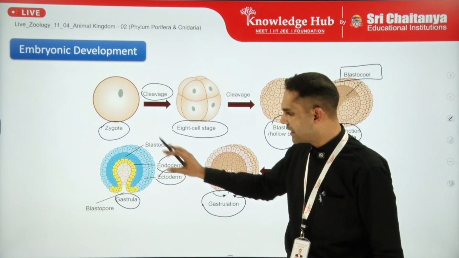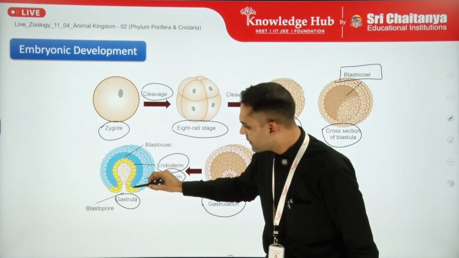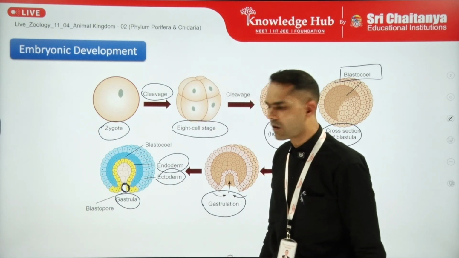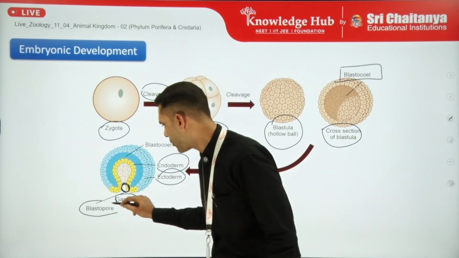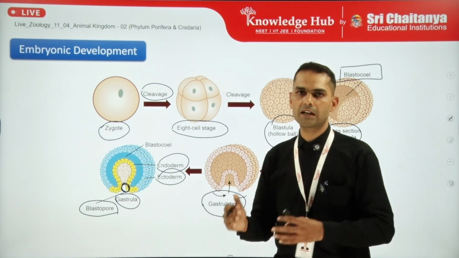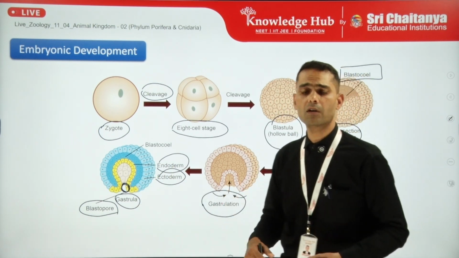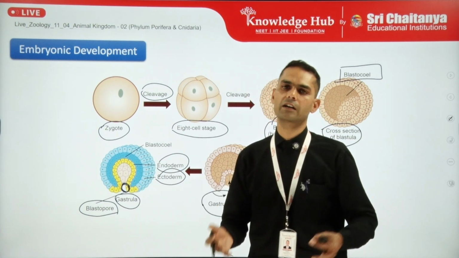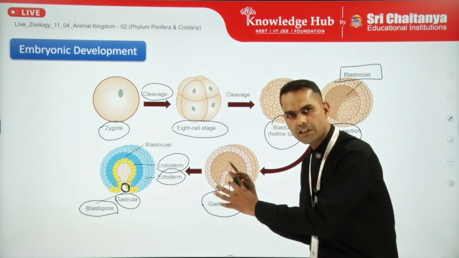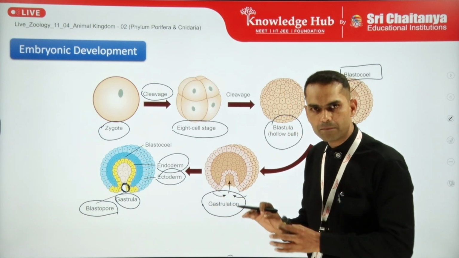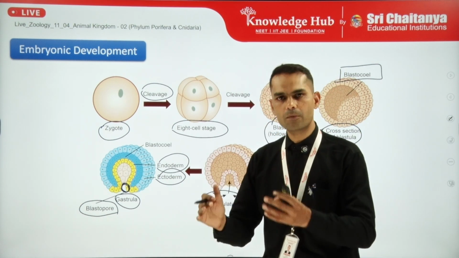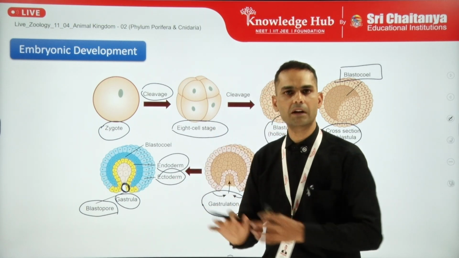As the invagination continues, there is a small pore opening called the blastopore. In this blastopore, we can further categorize whether it develops into the mouth first or into the anus first. So it will be either protostomate or deuterostomate respectively. This is the embryonic development, and we will describe the formation of germ layers and then coelom development, taking this development as the example.